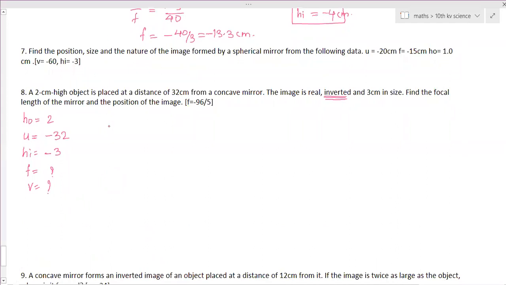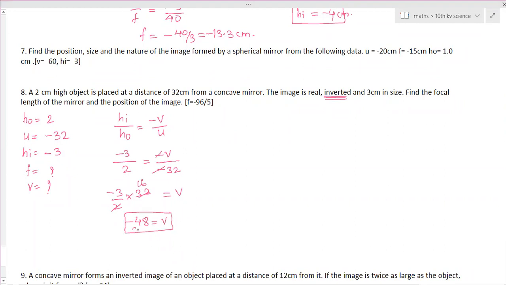Ma'am, first we have to find V. Yes, right. So HI by HO is equal to minus V by U. HI is minus 3, HO is 2, minus V by minus 32. Minus cancel. Minus 3 by 2 into 32 is equal to V. 2 16s are, that is 48. Minus 48 is equal to V. So V value we got as minus 48.